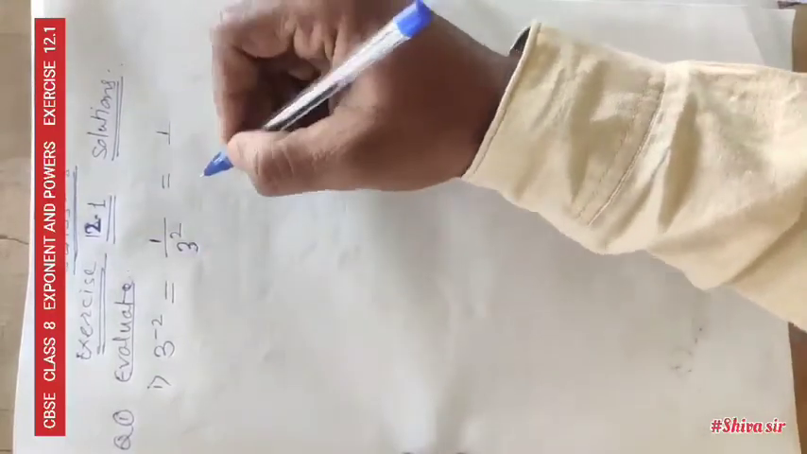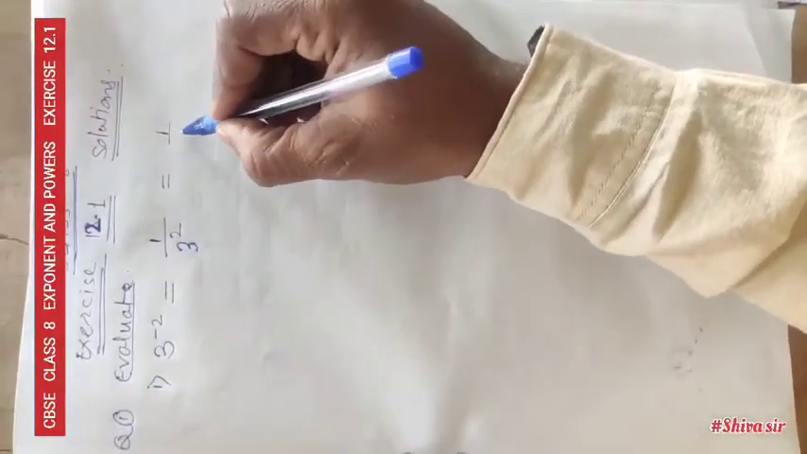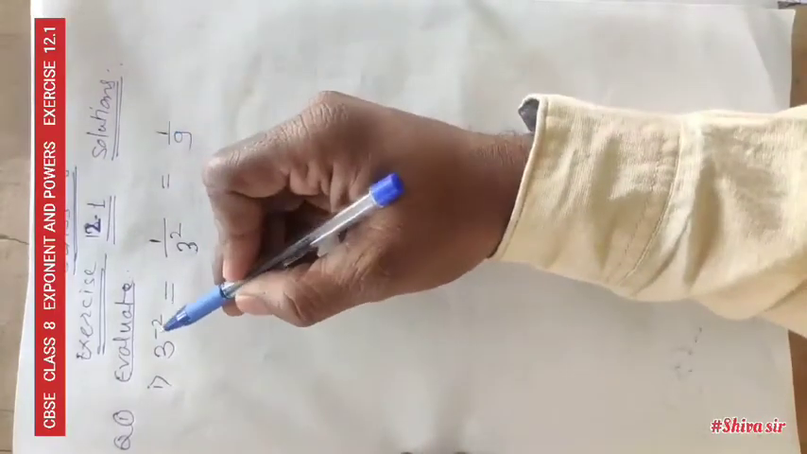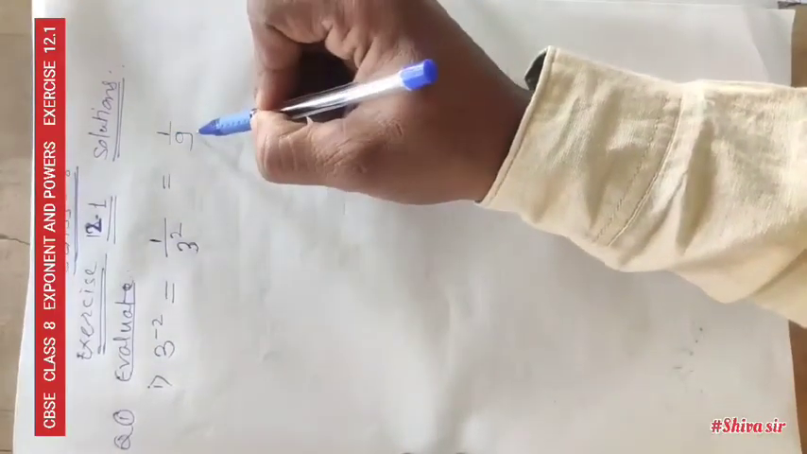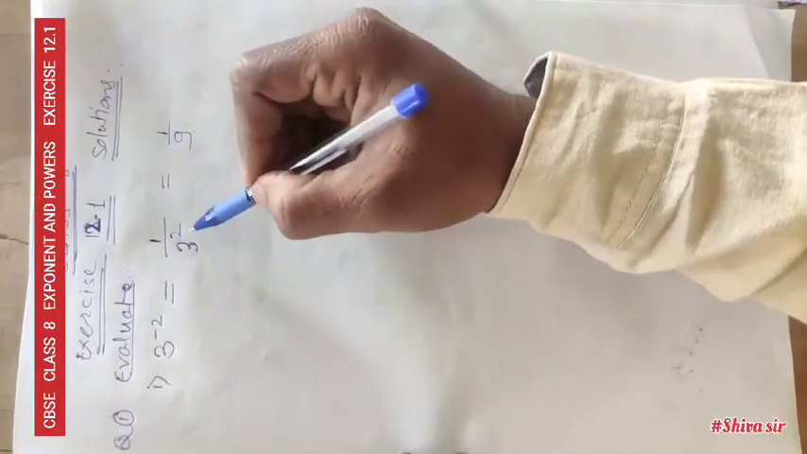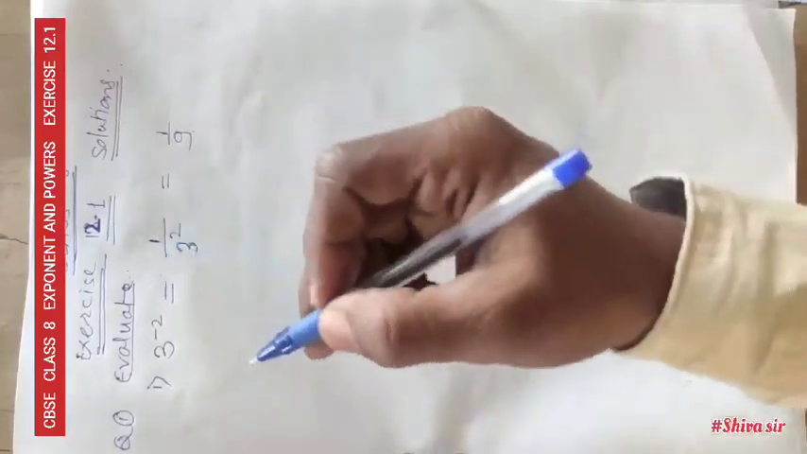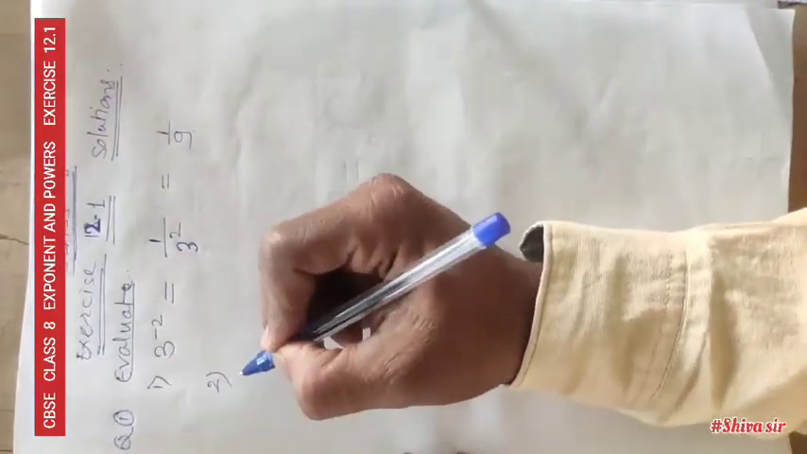With 1 as it is in the numerator, we know that the square of 3 is equal to 9. So our answer is 3 raised to the power minus 2 equals 1 upon 9. Here 1 upon 3 square is also called the multiplicative inverse of 3 raised to the power minus 2. This is the solution of the first example.